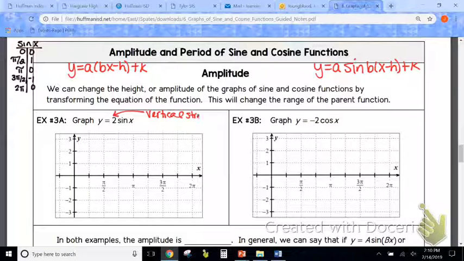Good. Stretch by what number? 2. Good. Now, what I already wrote up there in black is my parent sine table. And so what is this going to do to that table? Is it going to affect the x or the y's? The y's, how? What are we going to do to our y's?